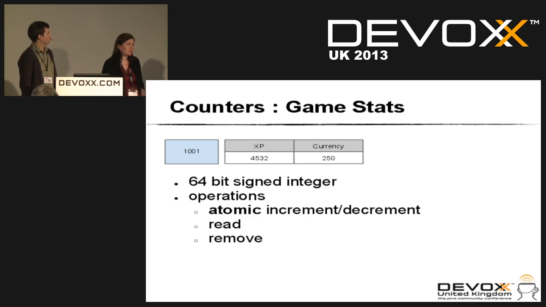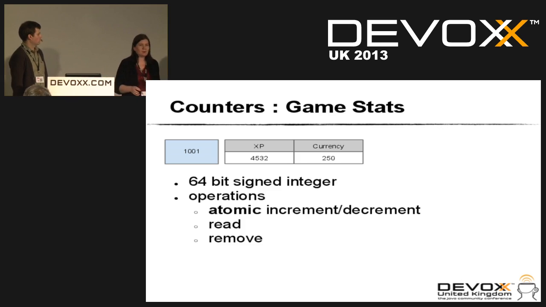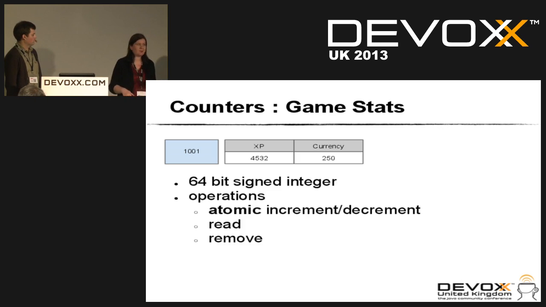They're a 64-bit signed integer, and you can do an atomic increment or decrement on them. They're very limited in the operations you can do, so you can literally increment it, read it, or remove it, and that's it. The other thing is you can't make counters with normal columns in a normal column family. When you define a column family, you'll define it as a set type for counters, and then it will only contain counters.